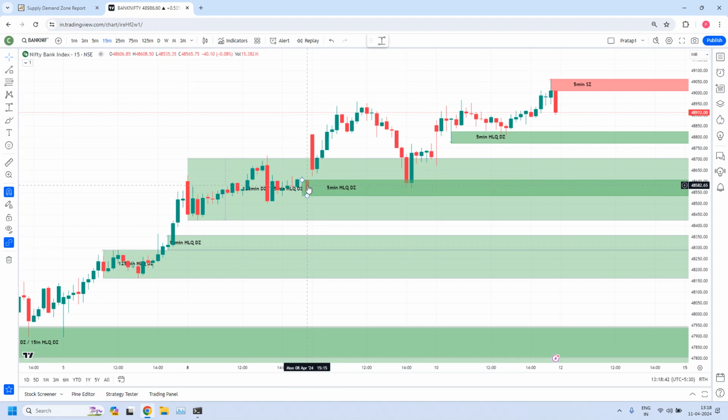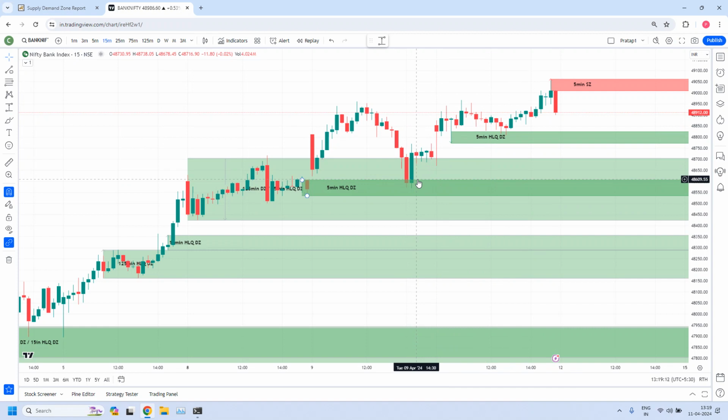When this zone was created on Monday, maybe last week I was busy, I didn't get time to prepare these reports. If I had recorded this video last Monday evening, then on Tuesday you would have got the trade opportunity, and a very good profit, but sadly we missed it. See how much profit we would have got.